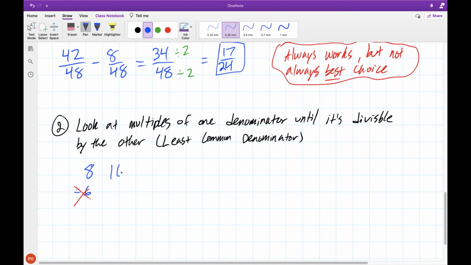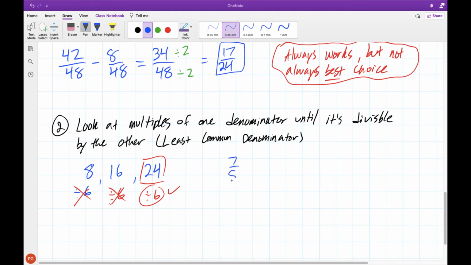Next multiple of 8 is 16. Can 16 be divided by 6? Nope. So that's not going to work as well. What's the next multiple of 8? It's 24. Can we divide that by 6? Yeah, we can. So 24 would be our least common denominator.